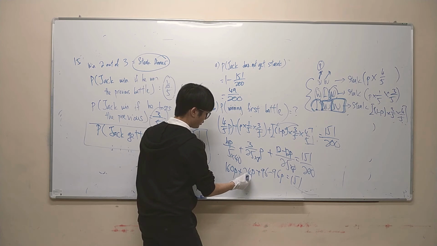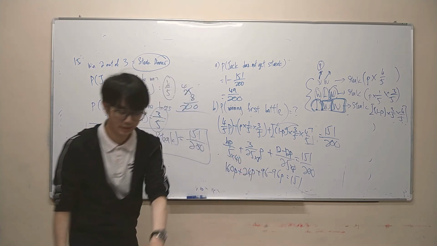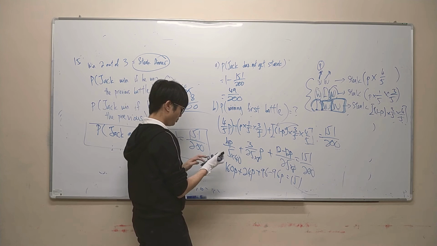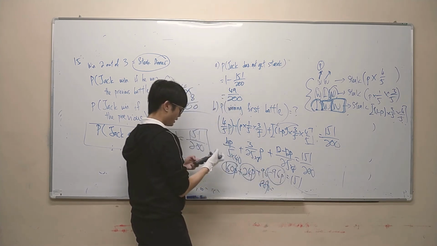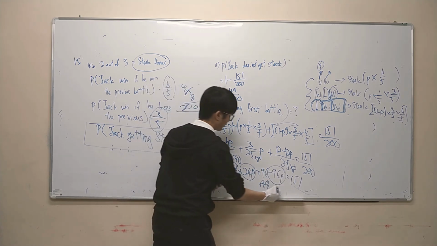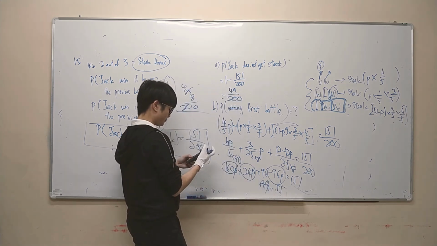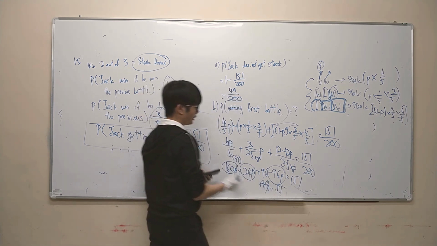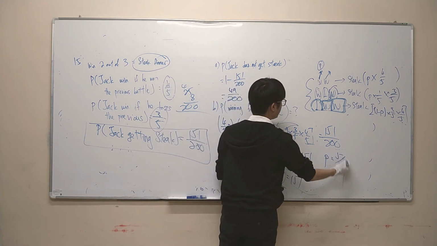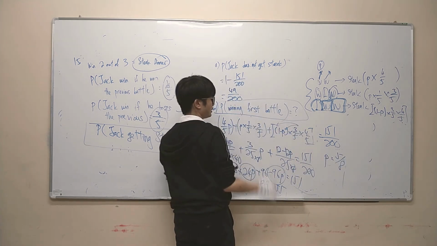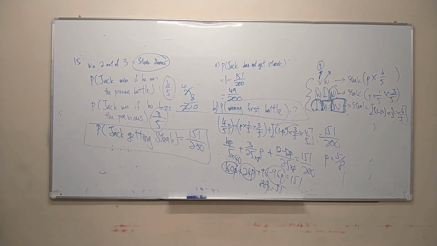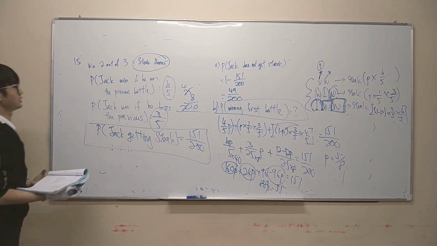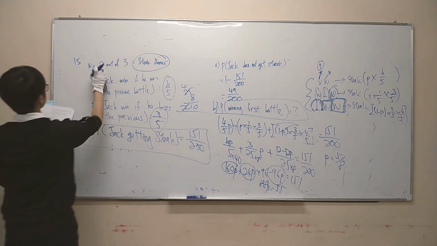So 160 plus 24 minus 96 is 88, so here it is 88P. And then 151 minus 96 is 55. So divide by 88, 5 over 8. So P will be 5 over 8. It means that the probability of him winning the first battle is 5 over 8. Okay, so that's the answer. Next question, number 16.